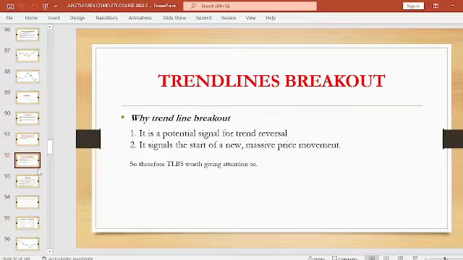And the reverse is also the case when the market is bearish and the trend line is broken. It's an indication that buyers have entered the market, and in most cases price will be pushed to the upside.